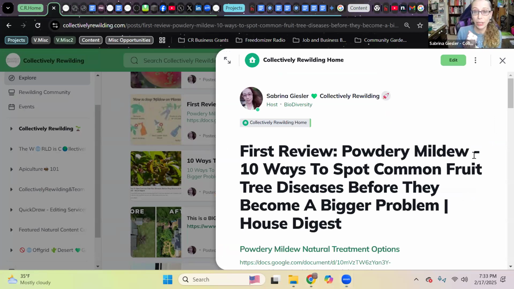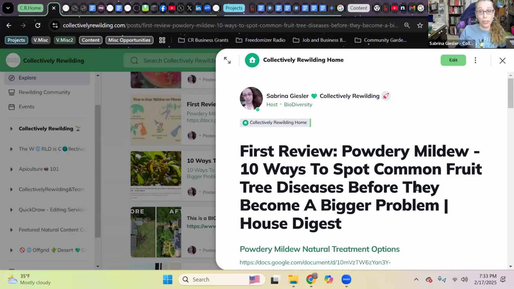What we talk about when we're doing things as Collectively Rewilding is avoiding any sort of chemical interaction. There are alternatives for almost everything. People grew food and raised animals before all of the chemical interaction that we have today. So there are always going to be more options available than those created in a lab.